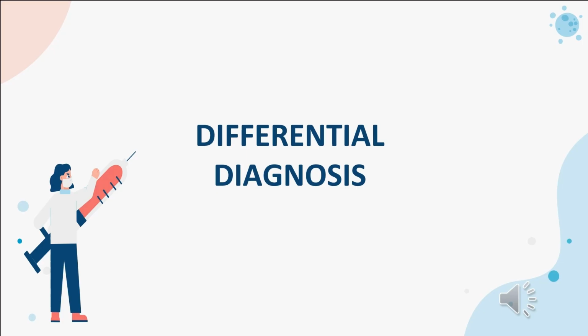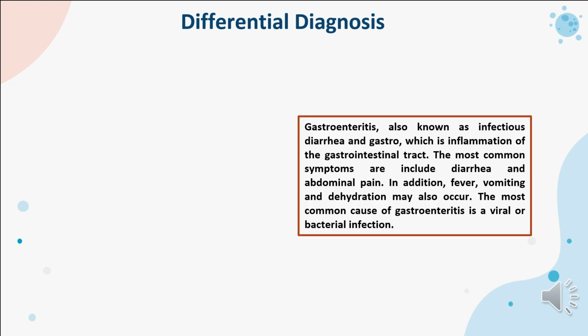Differential diagnosis. Gastroenteritis, also known as infectious diarrhea and gastro, is inflammation of the gastrointestinal tract. The most common symptoms include diarrhea and abdominal pain. In addition, fever, vomiting, and dehydration may also occur.